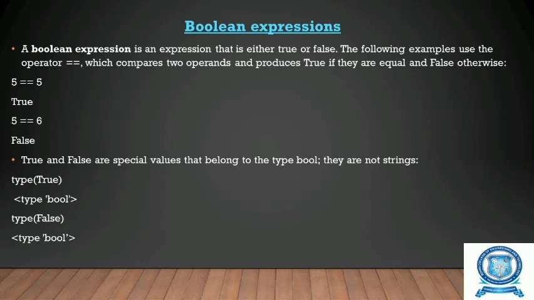True and false are special values that belong to the type bool. Always this type will be retrieved as bool when we check true and false. They are not strings. Strings are enclosed within double quotes. If it is enclosed in double quotes, then it is a string. If it is not enclosed, it will always be a Boolean value. So when we give type of true, we will get the class as bool, and type of false also gives the type as bool.